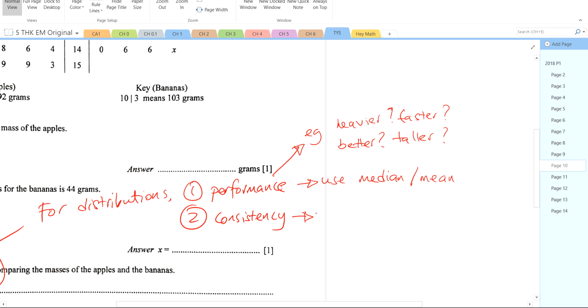You will use either the standard deviation or the interquartile range. First choice, standard deviation. Second, interquartile range. Okay? I hope you all remember how to use your calculator to find the standard deviation. The smaller the SD or IQR, the more consistent it is. Remember this one? Okay, so the smaller the SD or the IQR, the more consistent.